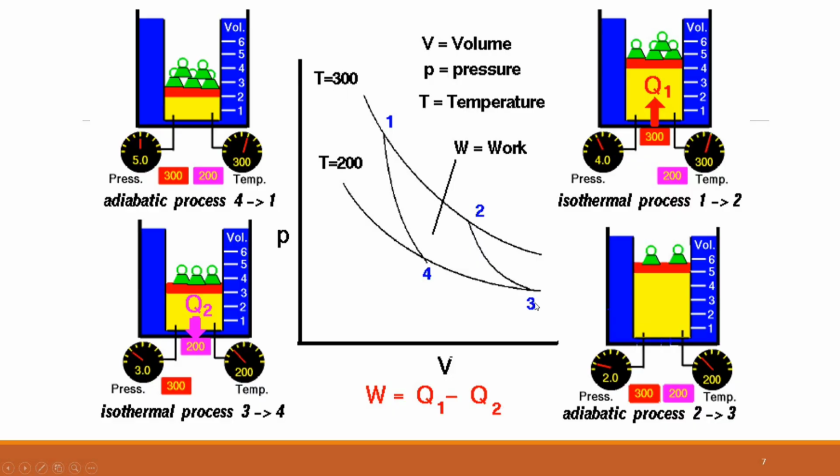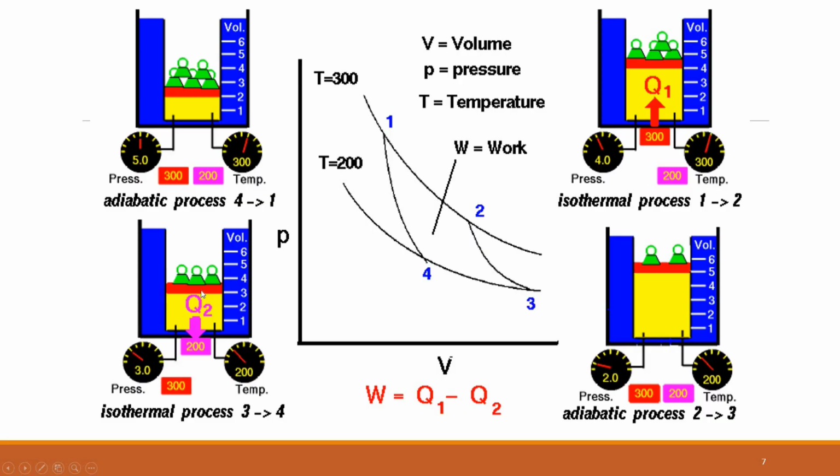Step 3. Isothermal compression from state 3 to state 4. The third step is isothermal compression. Now the cylinder is placed in contact with the cold reservoir at 200 degrees Celsius. We begin adding weight back onto the piston, which increases the pressure on the gas and compresses it.